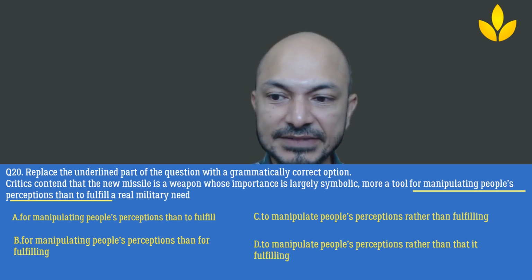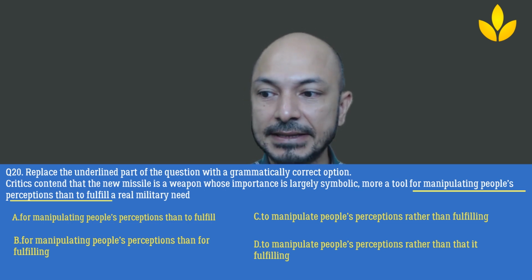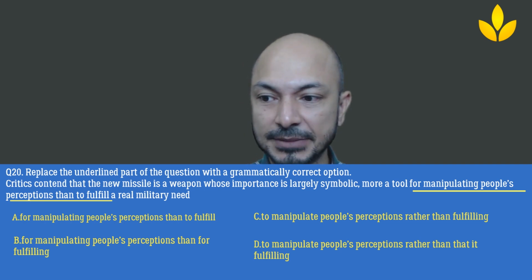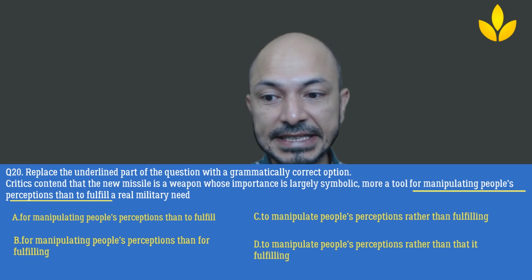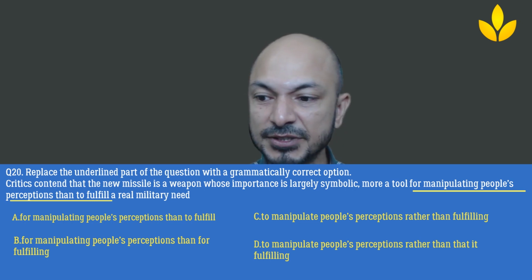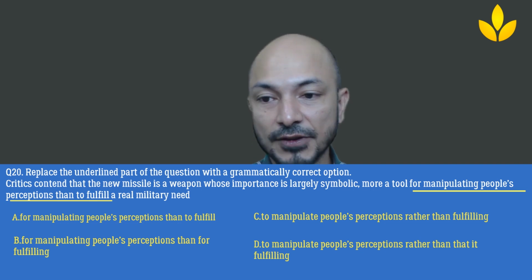So option A tells us for manipulating people's perceptions than to fulfill. Option B says for manipulating people's perception than for fulfilling. C says to manipulate people's perception rather than fulfilling. And D says to manipulate people's perception rather than that it fulfilling.